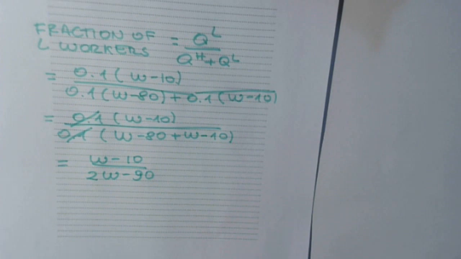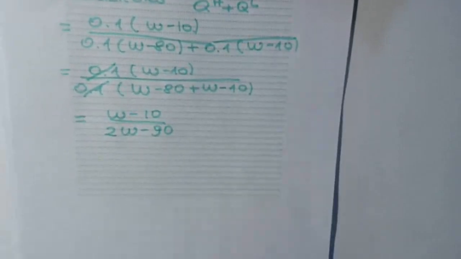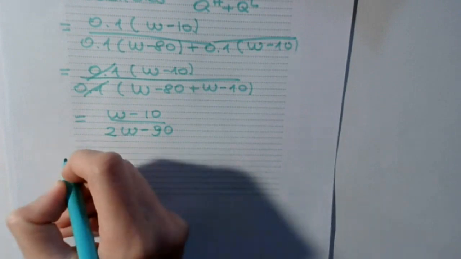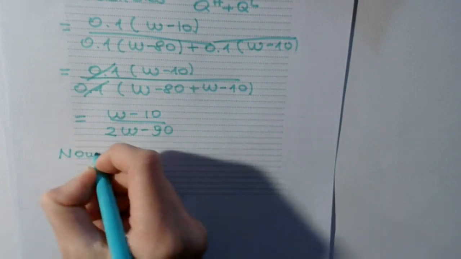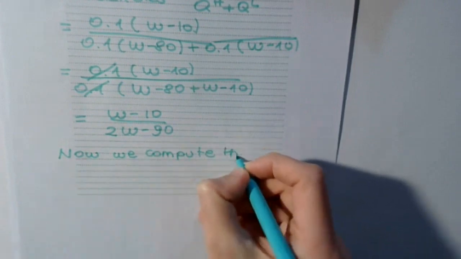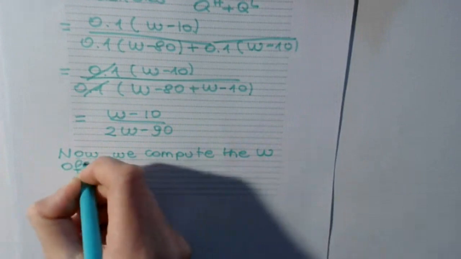Okay. You could also compute this probability by considering the fact that the probability for H is W minus 80 over 2W minus 90, so it's enough if you do 1 minus that, and you get this one. It's the same. Okay, at this point, finally, we can compute the hourly wage, or at least we can write the function for the hourly wage. So now we compute the wage offered by firms.